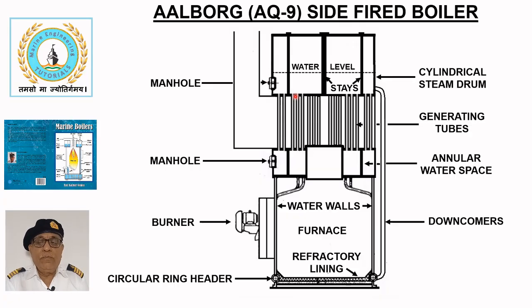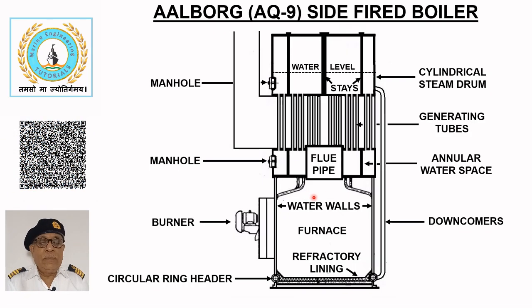Feed water is supplied in the steam drum and water level is maintained up to the normal water level. The flue gases then leave the furnace through the flue pipe located in the center of the annular water space. Baffle plates distribute the flue gases around the generating tubes in the smoke box. After exchanging their heat with the water circulating through the tubes, the flue gases exit the boiler through the uptake.